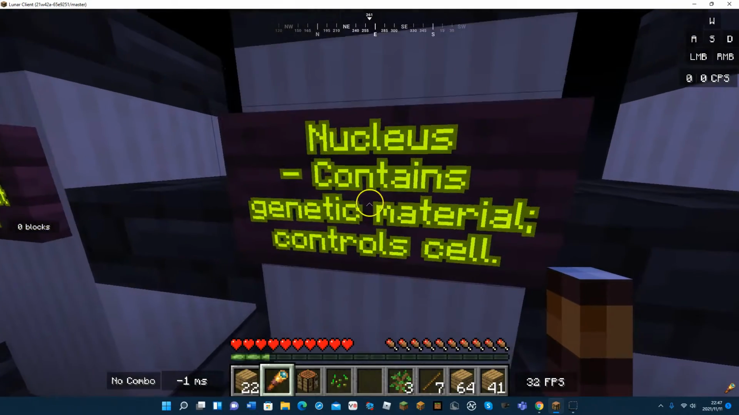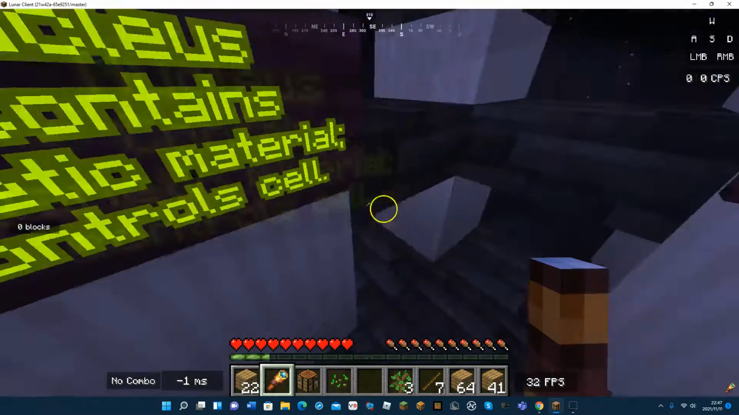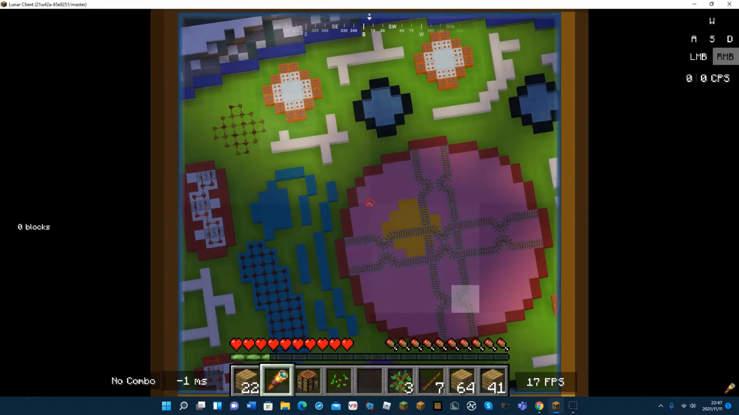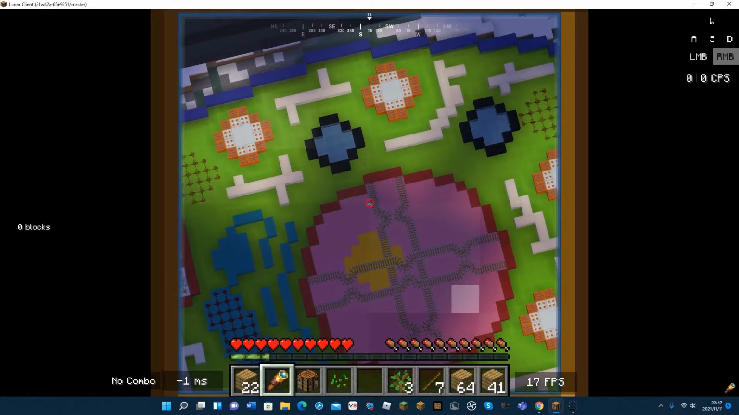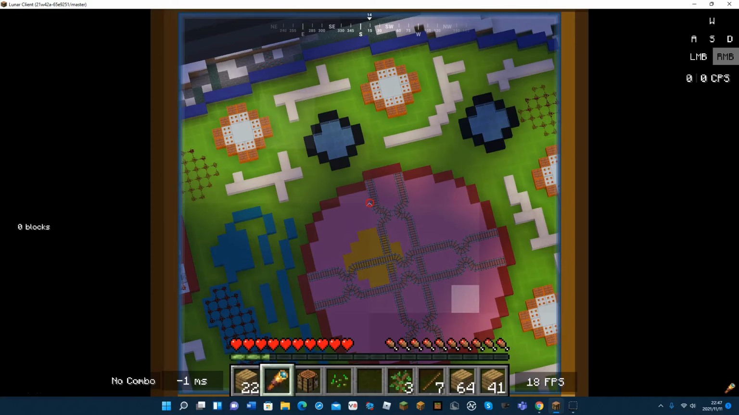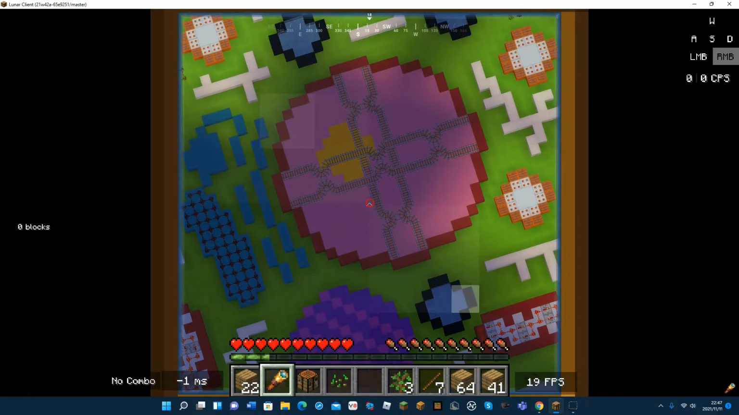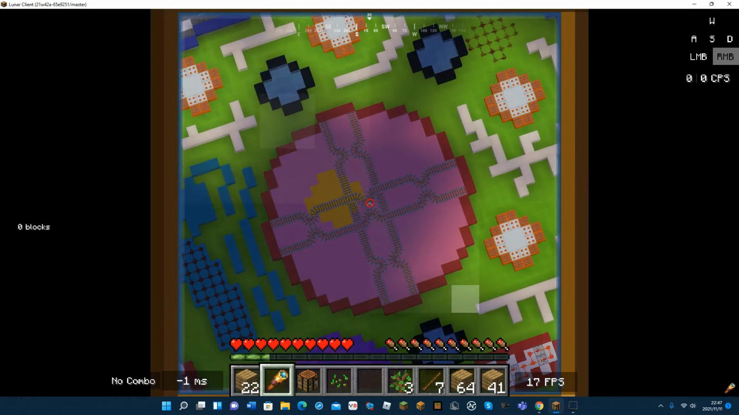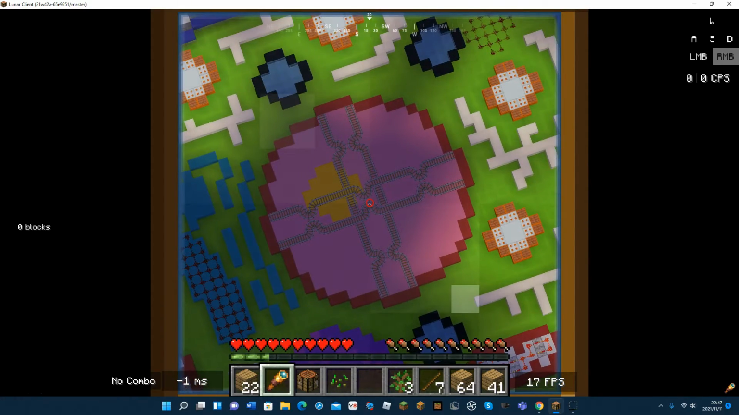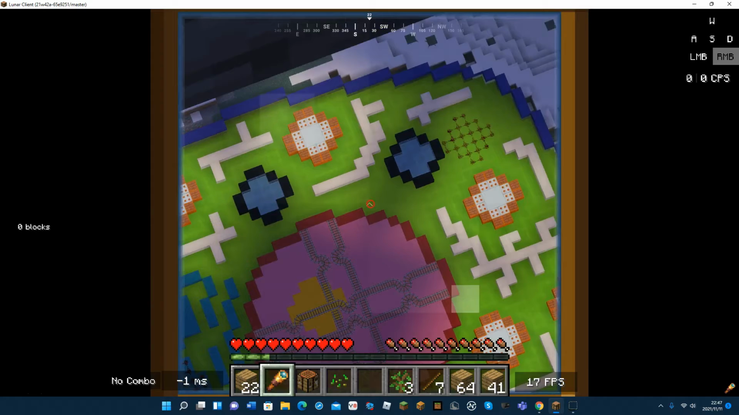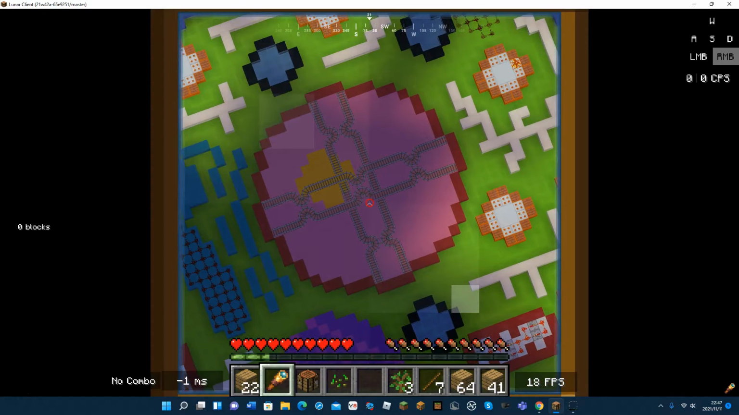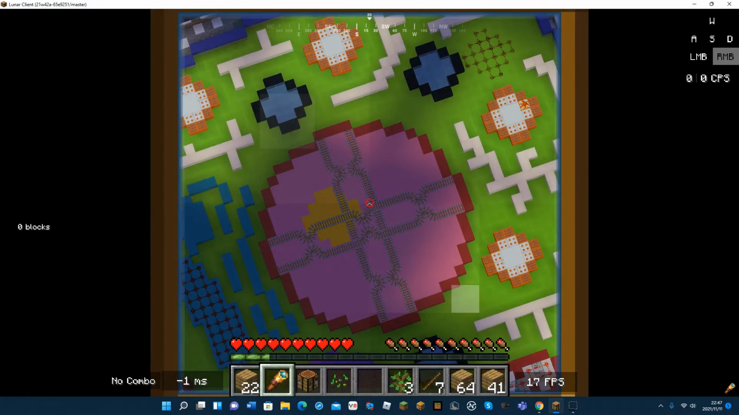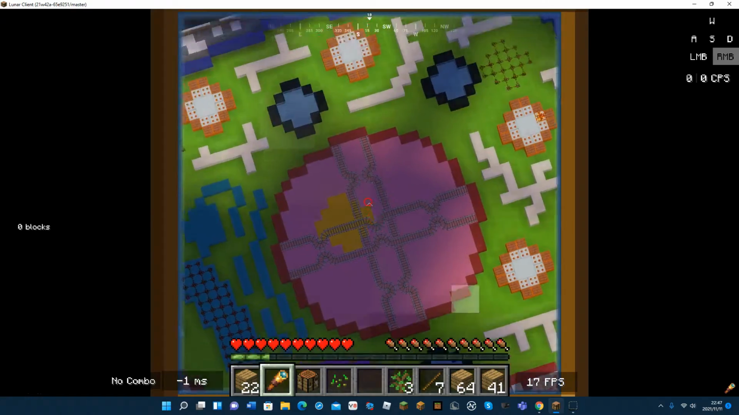Nucleus contains genetic material, controls the cell. So, this right here, the thing with the red outline and it's pink inside, well, that's the nucleus, and the rails are there to show the genetic material, aka the DNA. And basically the nucleus is like the control center of the cell. It controls movement and a lot of other stuff about it.